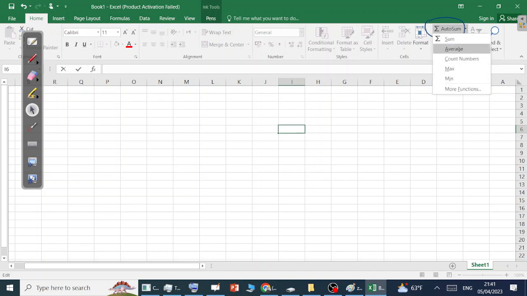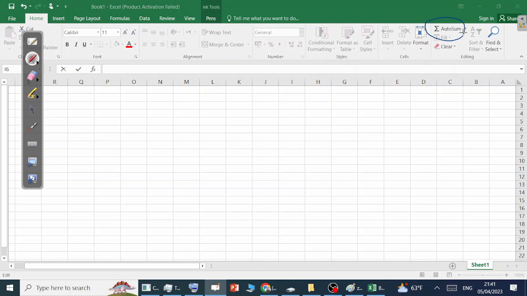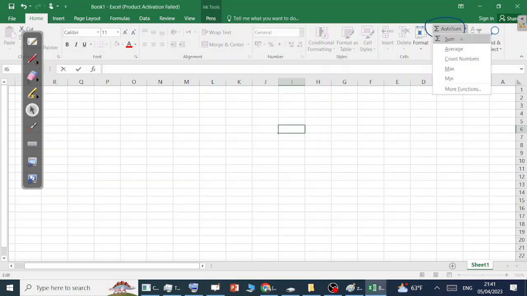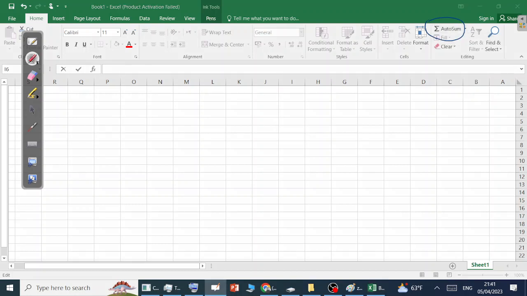So this is the drop-down menu. As you can see, it has these things: the average, the sum, the count numbers, the max, and the minimum. These are the functions, and this is their place, and this is the place that is designated for formulas. You write the formula here when you're trying to do anything. So I'm going to just show you a simple thing.